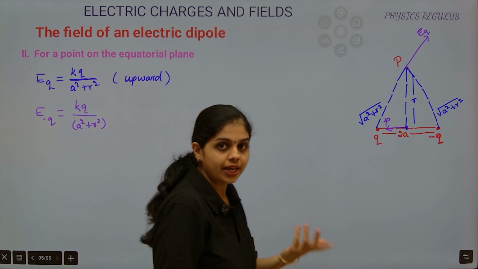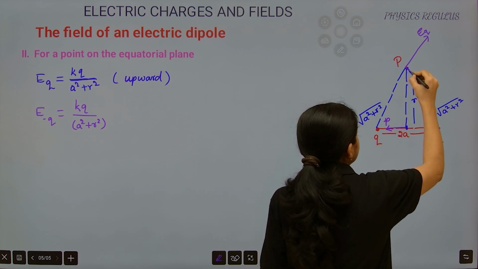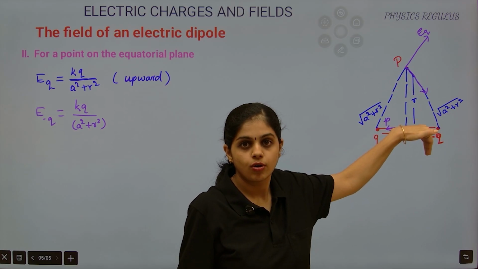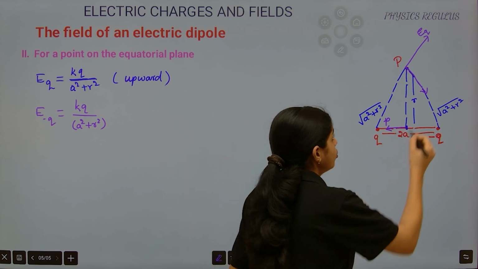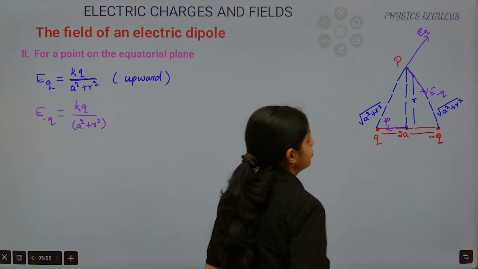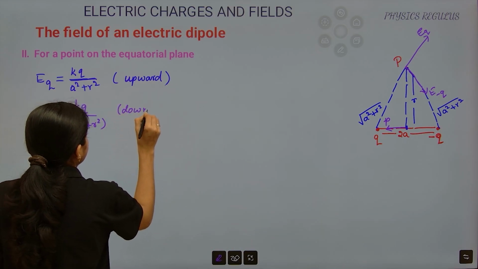But what about the direction? For negative charge, the direction is inward. So, the direction of electric field is downward. That is towards negative charge. The direction is downward.